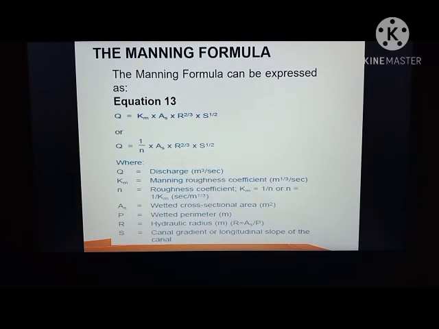The Manning formula can be expressed as Q equals Km multiplied by A multiplied by R raised to the power of 2/3 multiplied by S raised to the power of 1/2, or Q equals 1 over N multiplied by A multiplied by R raised to 2/3 multiplied by S raised to 1/2, where Q is equal to discharge, Km is the Manning roughness coefficient, N is the roughness coefficient, and A is equal to the wetted cross-sectional area, P is the wetted perimeter, R is equal to the hydraulic radius, S is equal to the canal gradient or longitudinal slope of the canal.